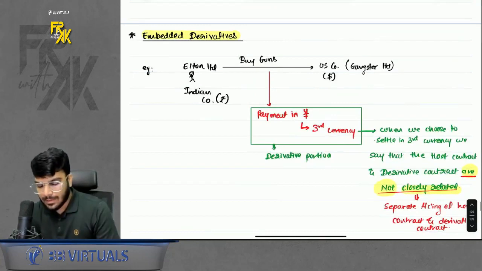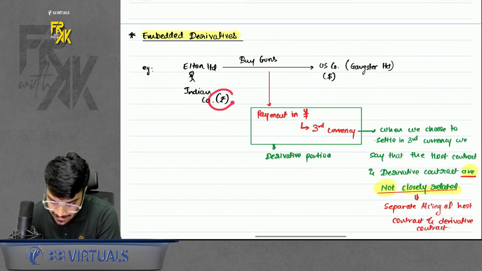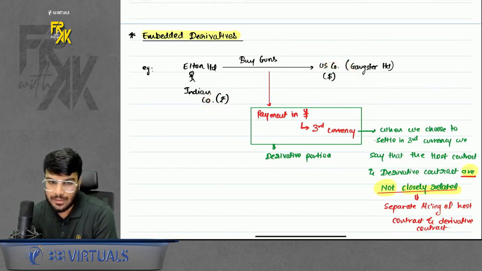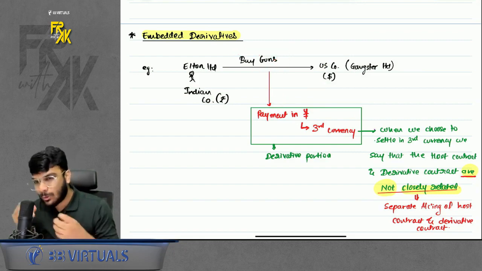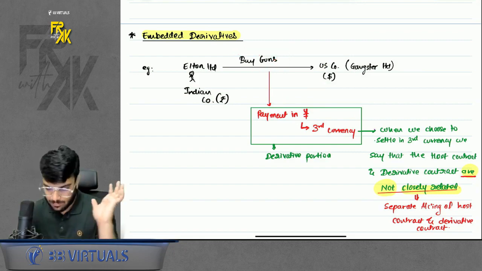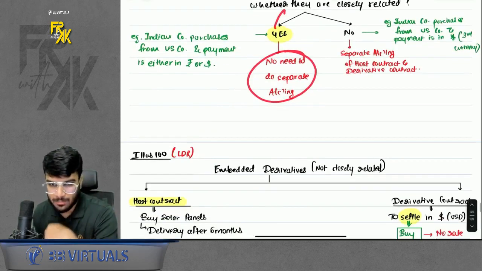Let's say, for example, you are buying goods and making the payment in dollars. So if you are making the payment either in his currency or in his currency, in that case, we will say the main contract and the payment part are closely related. No need to do separate accounting. Okay. So if they are closely related, no need to do separate accounting. Do remember that part. Done.